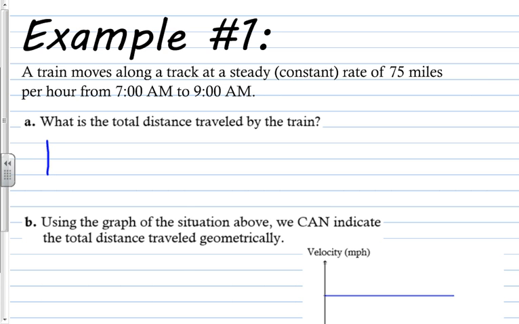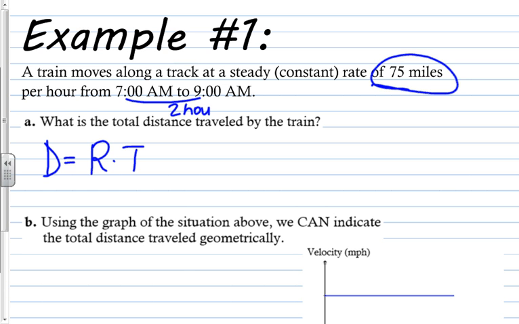So if you do recall, the formula for distance is distance equals rate times time. My rate is the 75 miles. The time is how many hours from 7 to 9. So it's 2 hours. Okay, so distance equals 75 times 2, right? Easy peasy, lemon squeezy. 150, okay, so 150 miles is how much was traveled.